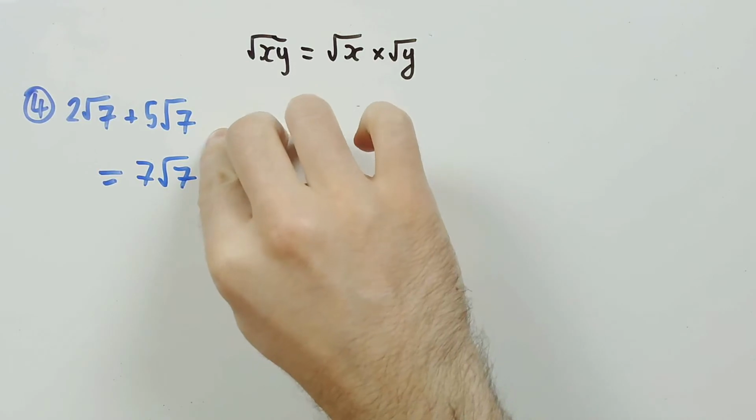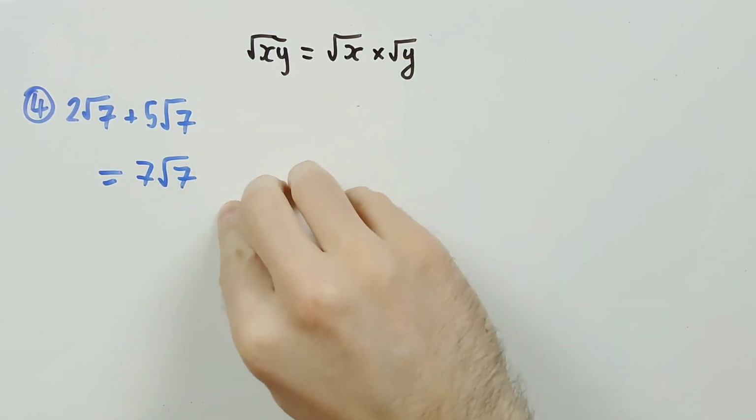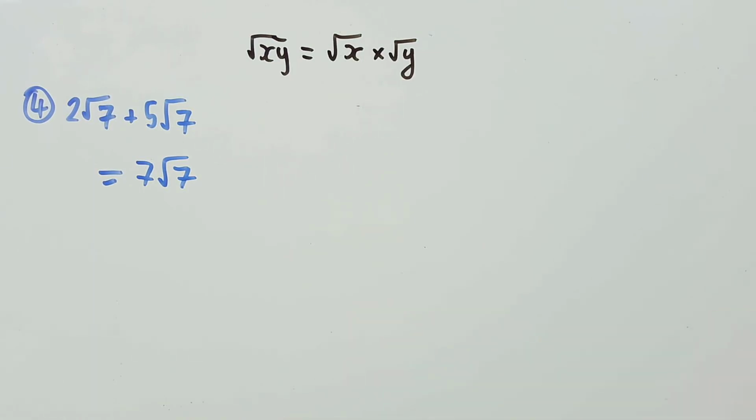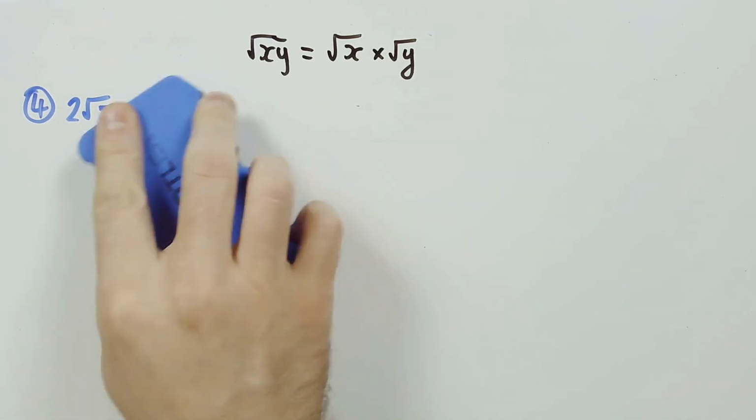Why? Because 7 can't be simplified into any of the integer squares, because, as you know, the factors of 7 are just 1 and 7. So that's our solution for that one.